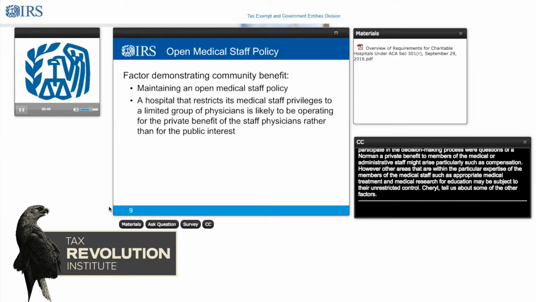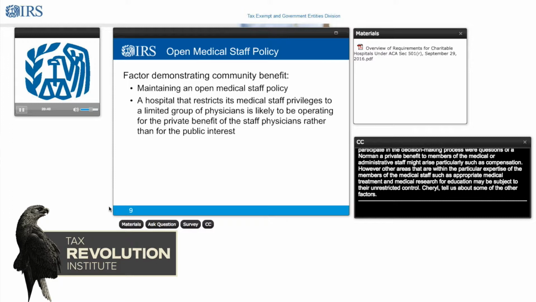In general, a hospital is required to admit patients with the ability to pay for non-emergency services either by themselves or through health insurance to the extent that qualified facilities are available. A hospital that restricts admissions to patients of staff members is operating for the benefit of its staff members and not for the benefit of the community as a whole.